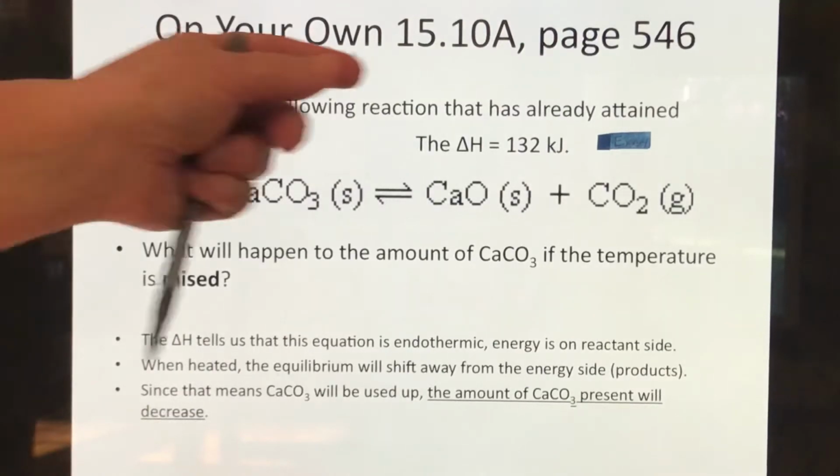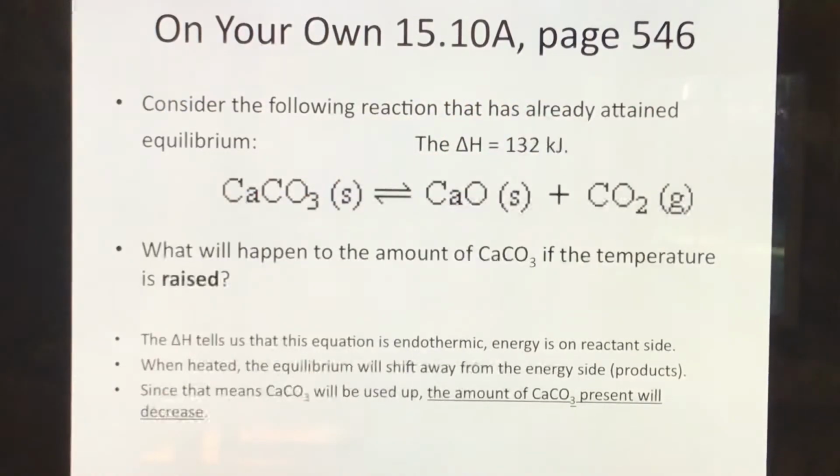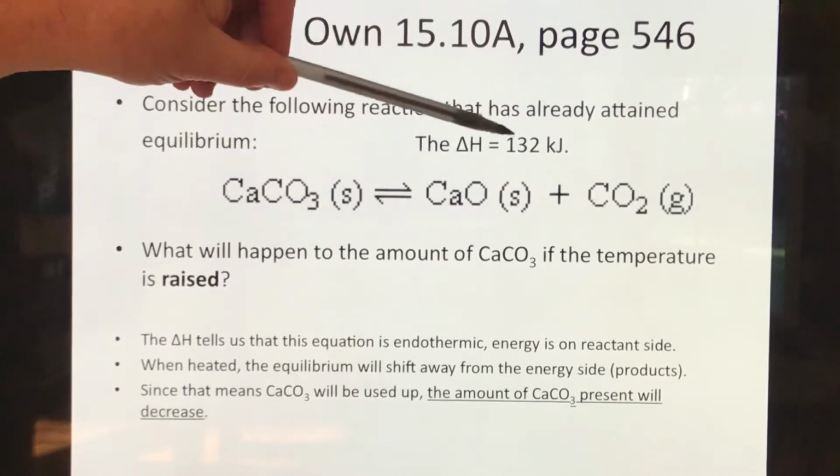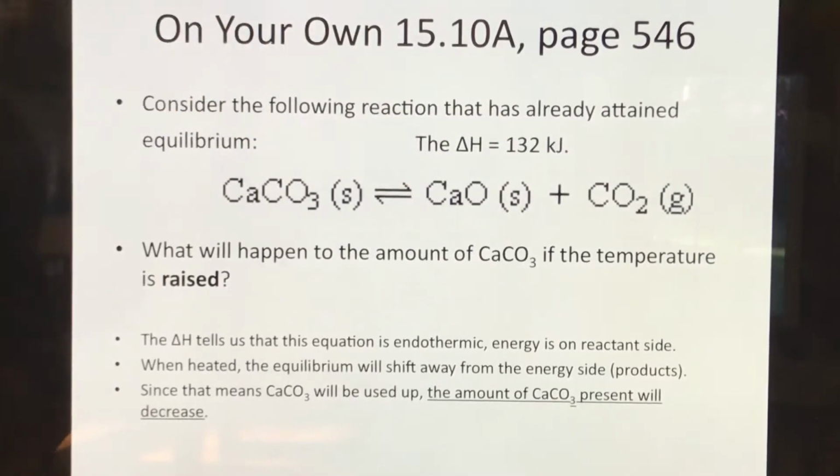Okay, let's look at on your own 15.10. There are two parts to this. This is the first part. It says, consider the following reaction that has already attained equilibrium. In this case, our delta H is 132 kilojoules.